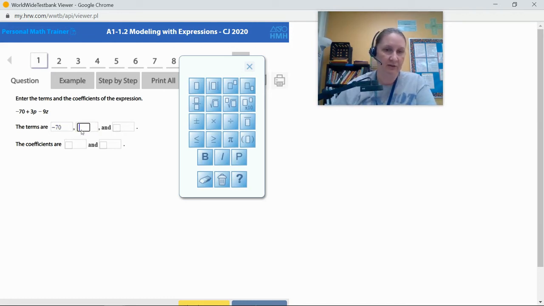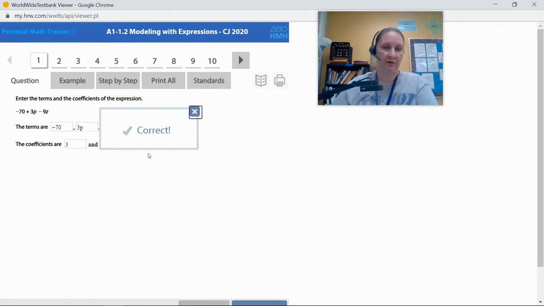If you click on something and don't see a box here, you need to click over here to create a box. And then you type inside the box 3p. Oops, it's a little slow for me. And then -9z. So the signs go with the terms. So -7, +3p, -9z. And for the coefficients, the same thing applies. So the coefficient for 3p is +3. For the coefficient of -9z, it's -9. Okay? And just so you can see, when you check your answer, it should come up correct.